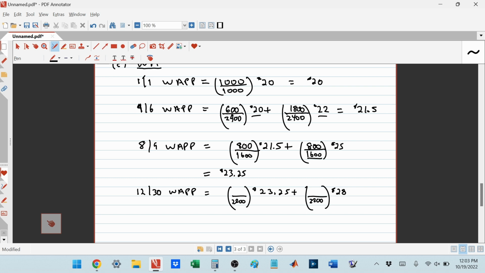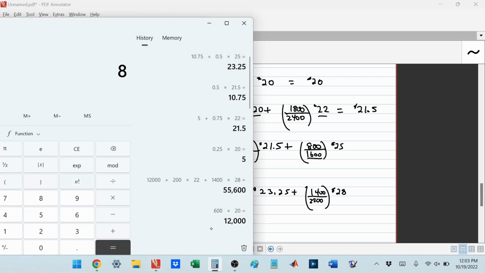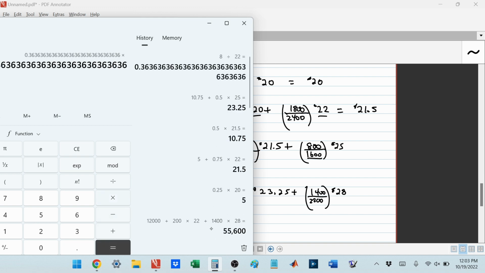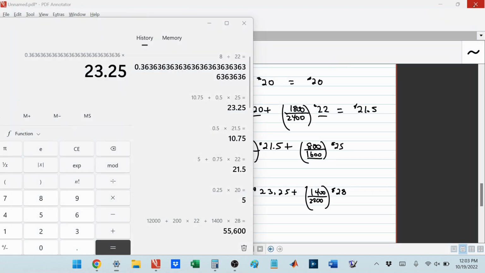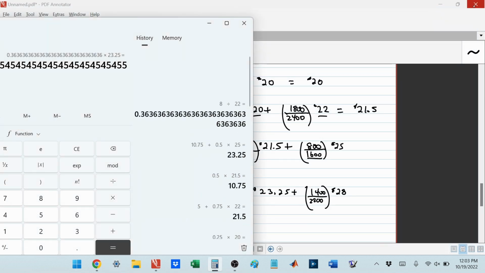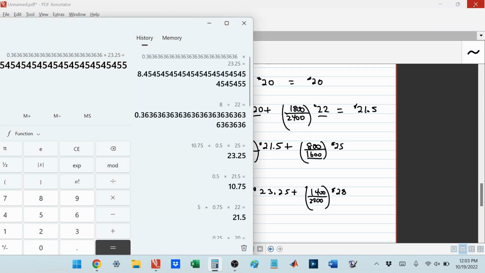How many of the 2,200 were purchased for $28? 1,400 of them, leaving 800 that we assume were purchased for the weighted average of those 3 previous prices. So 8 divided by 22 times 23.25. Whoops, didn't mean to hit equals. Plus 14 divided by 22 times 28.